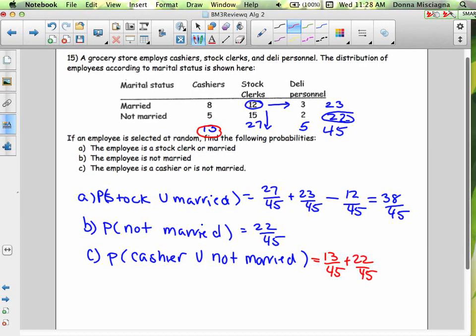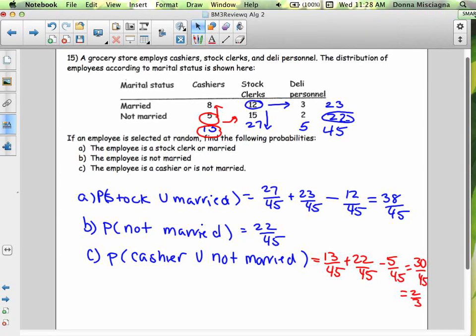And then we have to take out the people that we've counted twice. We have counted the not married cashiers twice. Make sure you remove anybody who fits in both groups, because this fits in both groups. So we're going to subtract off 5 45ths. And that's going to give us 13 plus 22 would be 35 minus 5. That's 30 out of 45, which reduces to 2/3. Both divisible by 15.